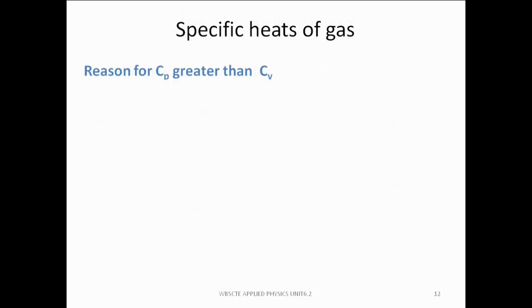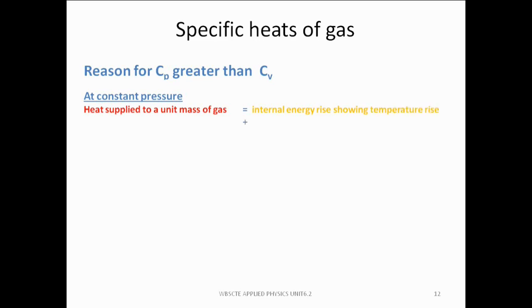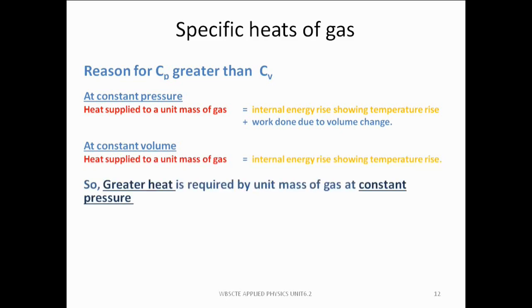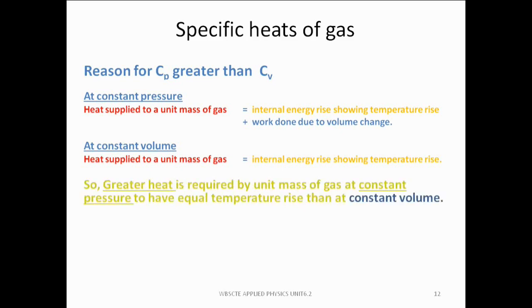Reason for Cp greater than Cv. At constant pressure, the heat supplied to a unit mass of gas is equal to the internal energy rise, showing the temperature rise, plus the work done due to the volume change. The heat supplied to a unit mass of a gas at constant volume is equal to the internal energy rise, showing the temperature rise. So, greater heat is required by a unit mass of gas at constant pressure to have an equal temperature rise than that at constant volume.